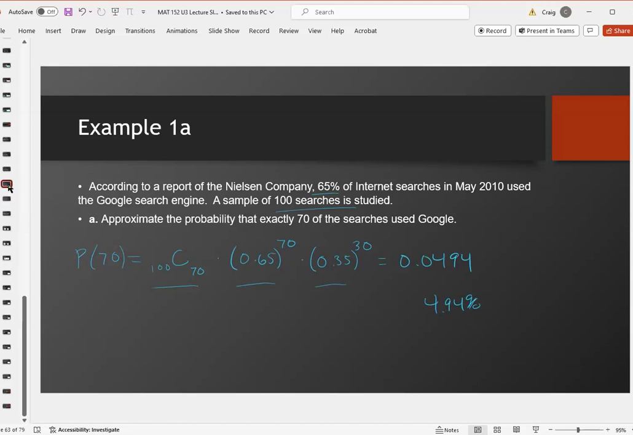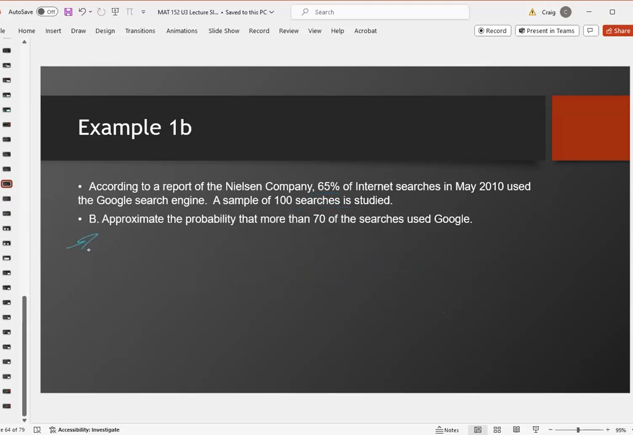So let's look at another question. What if we wanted to approximate the probability that more than 70 of those searches used Google? Well, we could figure that out. More than 70. Well, we'd have to find the probability of 71, 72, 73, and so on, all the way up to the probability of there being 100 of them. We'd have to add all of those up.